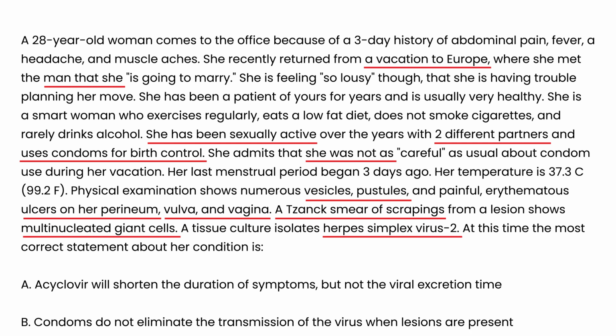At this time, the most appropriate correct statement is, well, you've only got 2 to choose from here. Condoms do not eliminate the transmission of the virus when lesions are present. That is actually the correct statement, because transmission by skin-to-skin contact can occur even when a condom is used. If the lesions are present, there still can be contact from person to person, even with a condom. Even with a condom, you can have skin-to-skin contact of the lesions. So B is the correct answer.